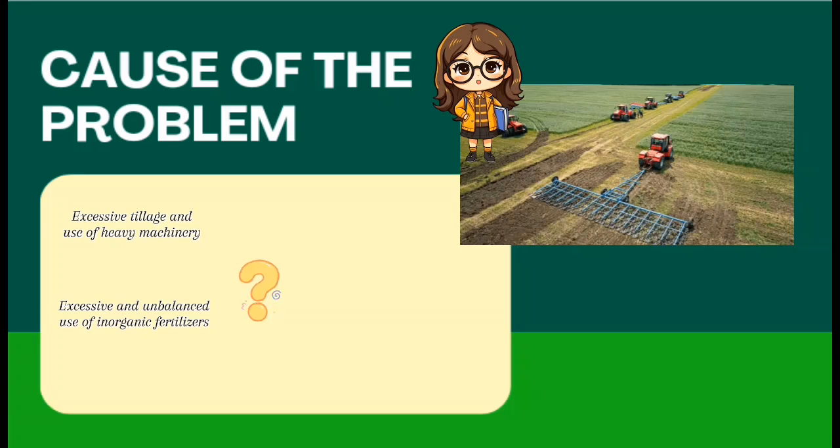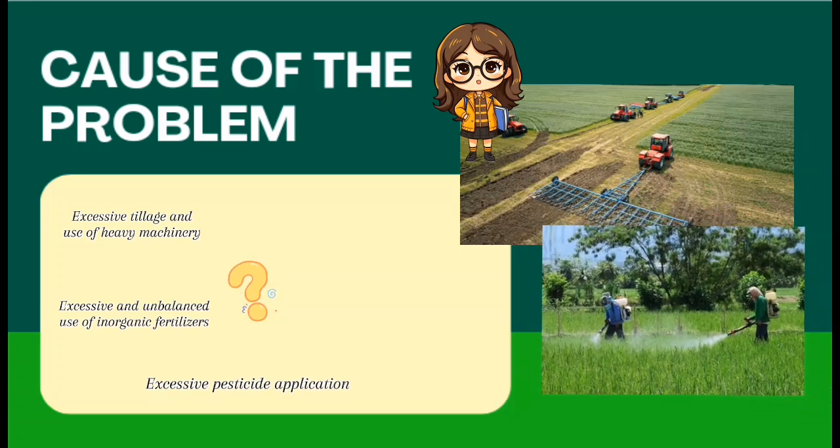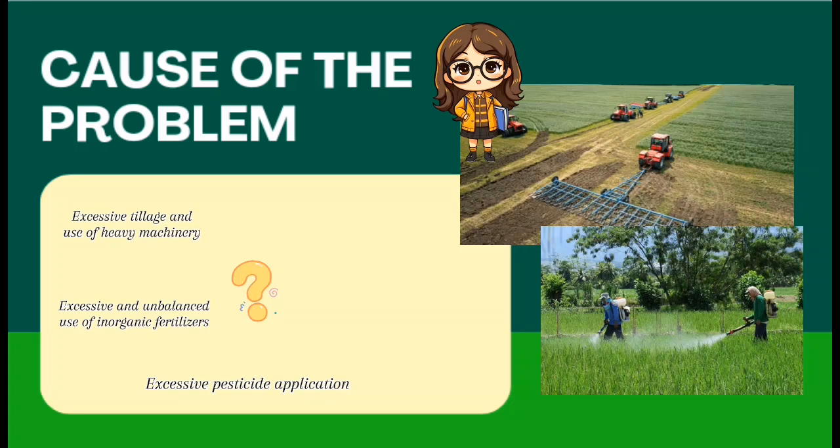Overfertilization leads to soil acidification, nutrient imbalances, and decreased microbial activity. Third, we have the excessive pesticide application. It contributes to soil pollution. Fourth, inadequate crop residue and organic carbon inputs deplete soil fertility, structure, and biodiversity. Insufficient organic matter reduces soil's water holding capacity, nutrient cycling, and microbial activity.